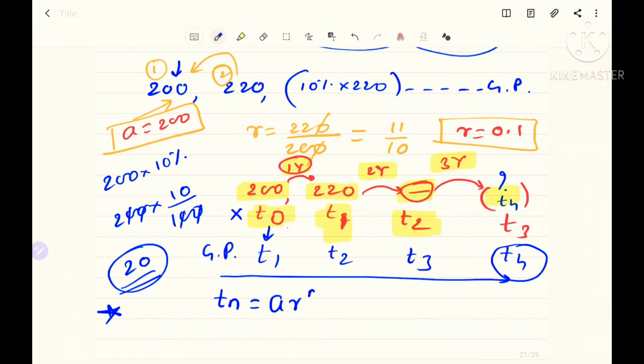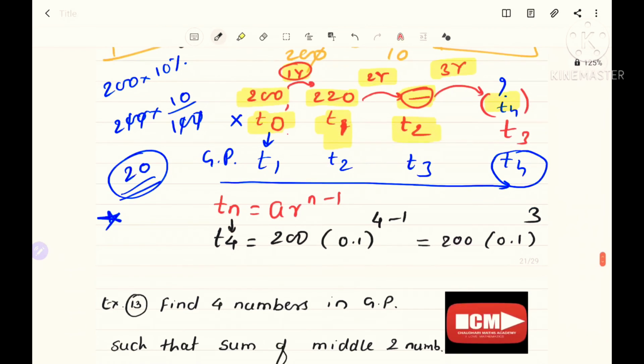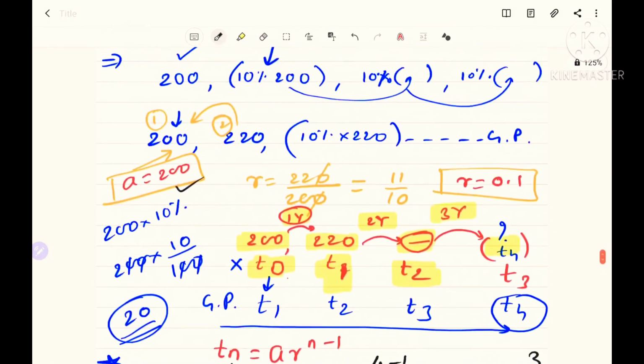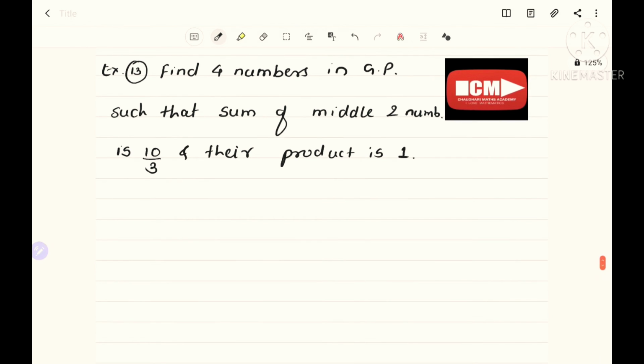The formula for Tn is A R raised to n minus 1, and technically speaking, they want to find the fourth term. In this case, the A value is 200, the R value is 1.1. Since they want the fourth term, the n value is 4, so it's 4 minus 1. The final answer is 200 into 1.1 raised to 3, right? So do this calculation, I'm leaving the calculation up to you. My job was to clear your entire concept of this very interesting problem. Then I am quickly switching to the next problem, friends.